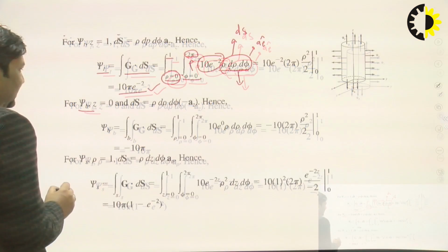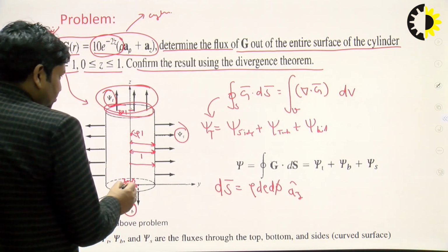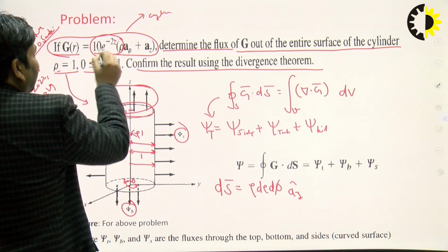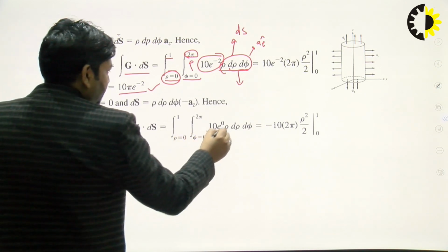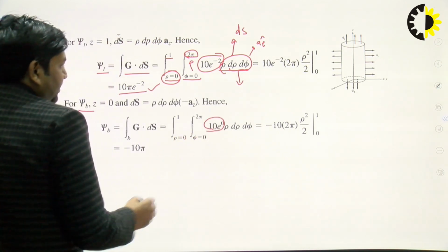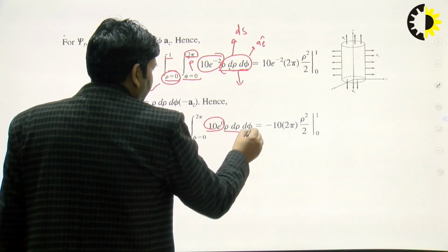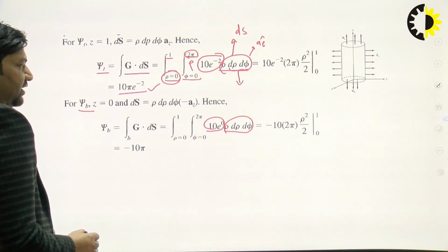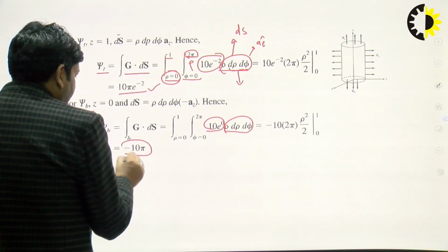Then we calculate the bottom outward flux. In that case, at the bottom z is equal to 0, so we put z equal to 0 here. E raised to power 0 is equal to 1, so this is 10 e raised to power 0, and the dS in the direction of az is rho d rho d phi. So we easily calculate the bottom flux, which is minus 10 pi.